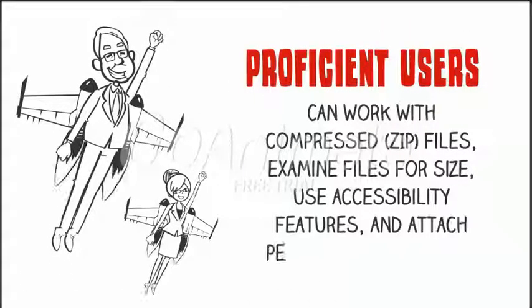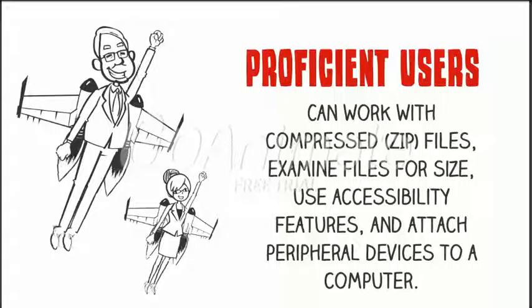Proficient level computer users have met the intermediate level of knowledge. They also know how to do things like work with compressed files, examine files for size, use a computer's accessibility features, and attach peripheral devices to the computer.